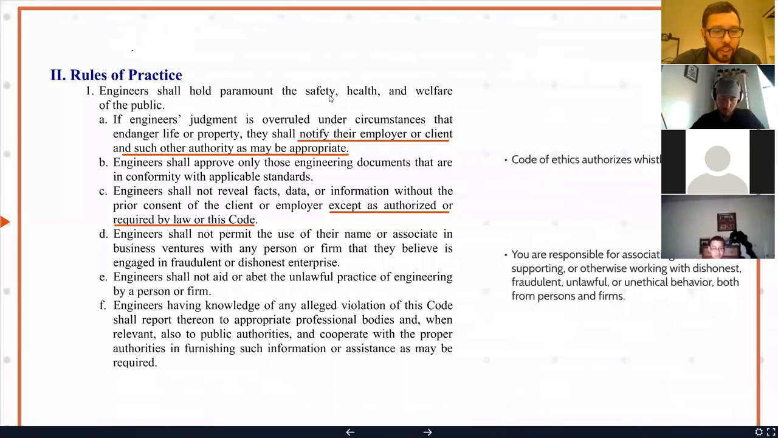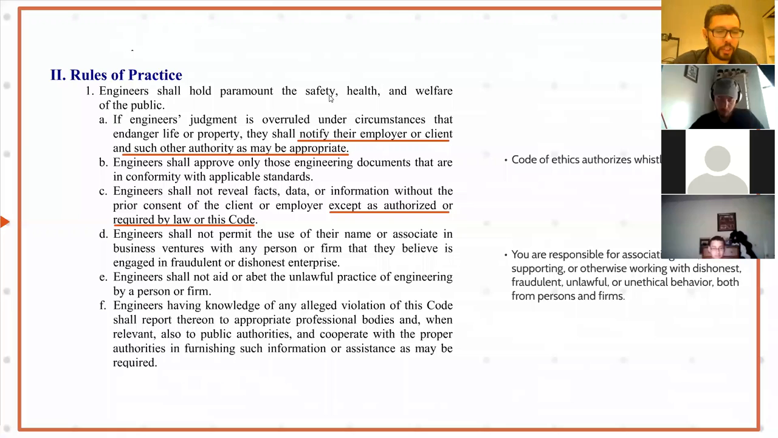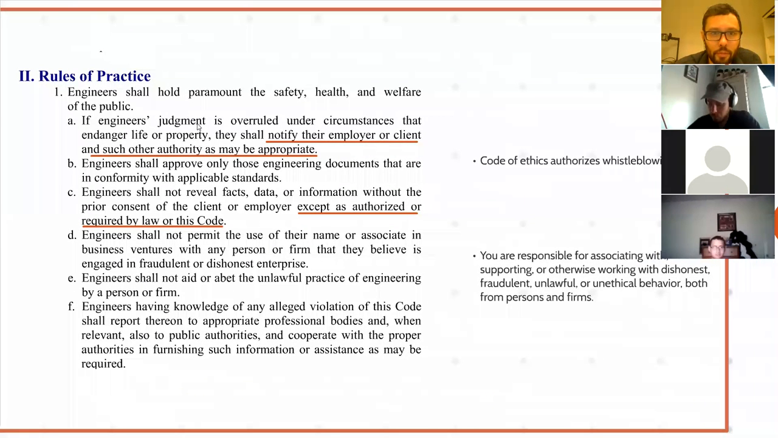So let's start going through this. Remember, the rest of the Code of Ethics is really just elaborating on each of these fundamental principles. The first one is that engineers should hold paramount the safety, health, and welfare of the public. First thing to notice here, it says, if an engineer's judgment is overruled under circumstances that endanger life or property, they shall notify their employer or client or other such authority as may be appropriate.